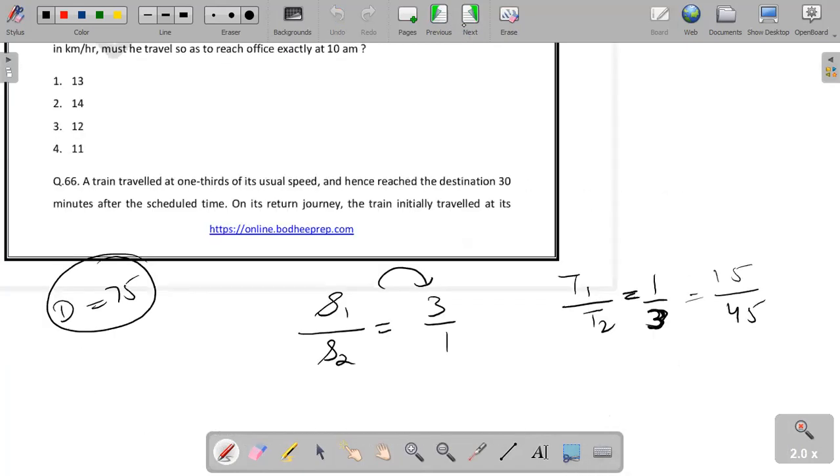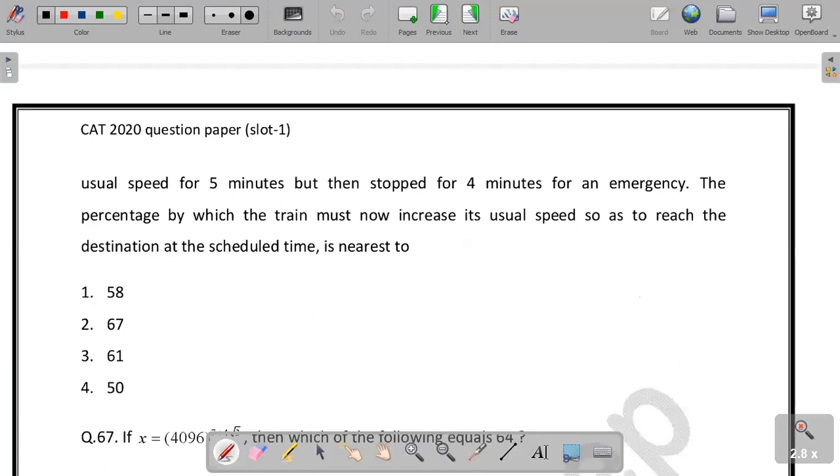The train traveled at its usual speed. Usual speed is 3 for 5 minutes. Okay, 15 उसने distance cover कर लिया, 5 into 3, and then stopped for 5 minutes for emergency. Till now 9 minutes have been wasted or 9 minutes have been gone. The percentage by which the train must now increase its usual speed to reach the destination at the scheduled time.